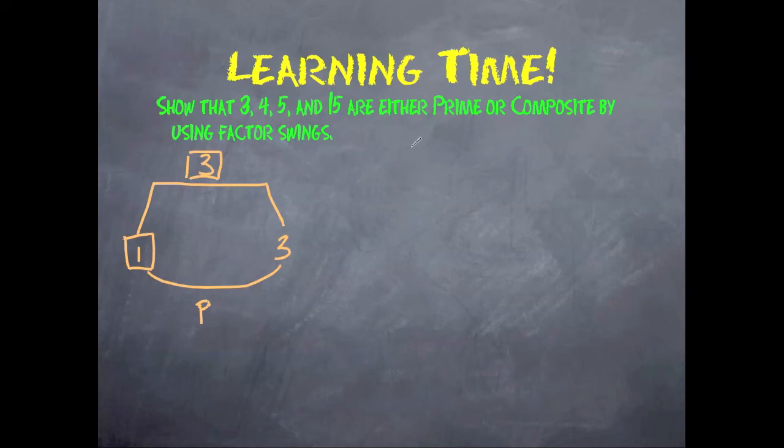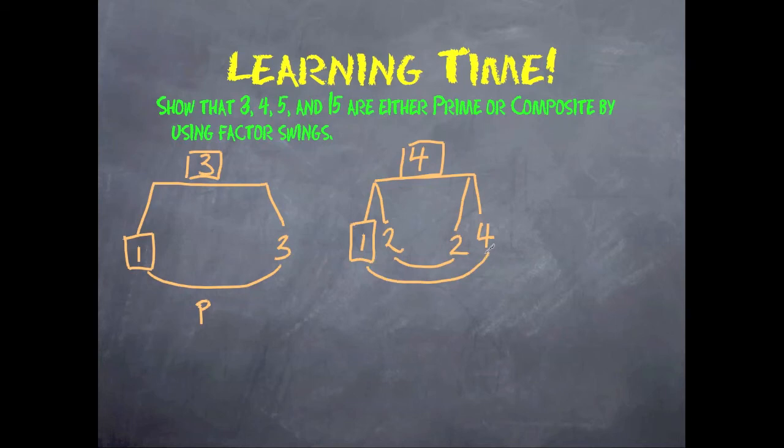So let's do this for 4. Show it this way. So we have a 1 here. 1 times 4 gives us 4. What other numbers? Can 2 go into 4? 2 can definitely go into 4. So 2 times 2 gives us 4. And those are all the factors. So since there's more than two factors, we know that 4 is composite.